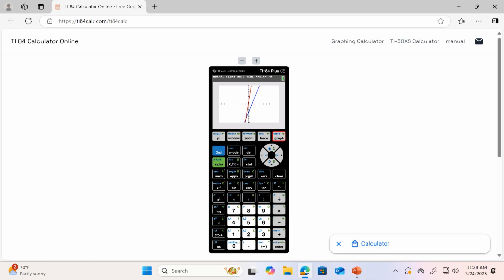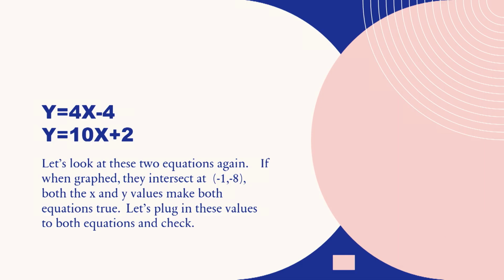Good job. Second graph. Now, I know when I looked at my graph that x is -1. Now, do we see at -1, y1 is -8 and y2 is -8? That is where both of my equations are equal. So at -1, -8 is where both of my equations are equal.